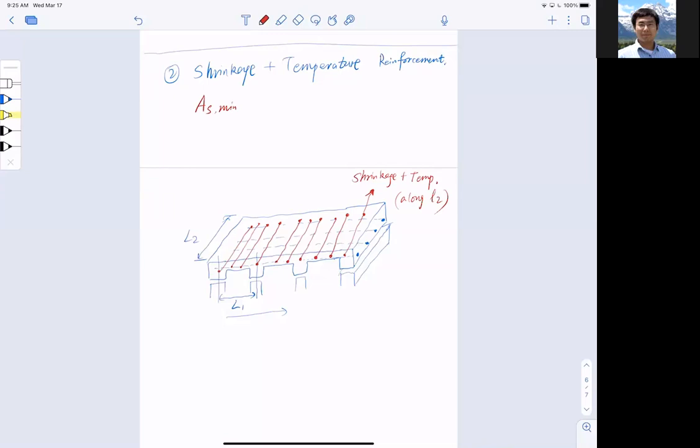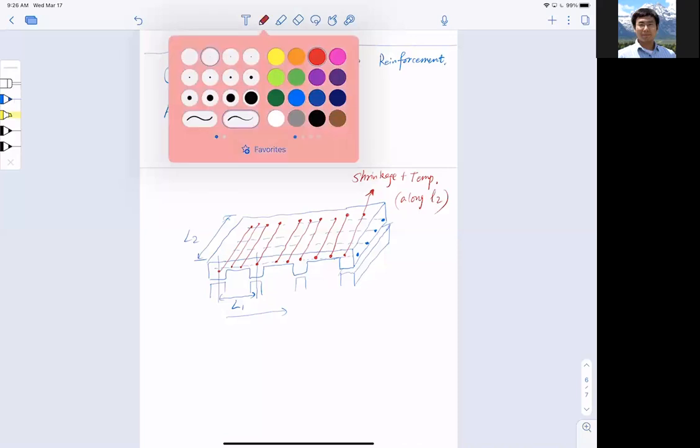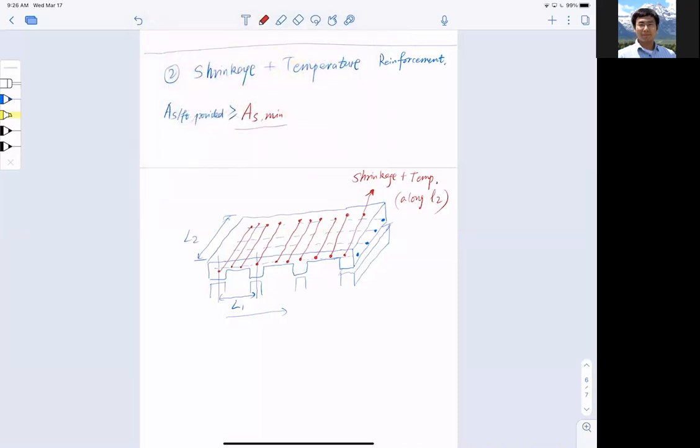Minimum, okay? And be careful. This minimum, let me just move it here, will be compared to the provided, which is As per foot provided, okay? It has to be greater than or equal to As minimum. And we're not talking about spacing anymore for shrinkage and temperature. So this minimum, As min, is a little bit complicated.